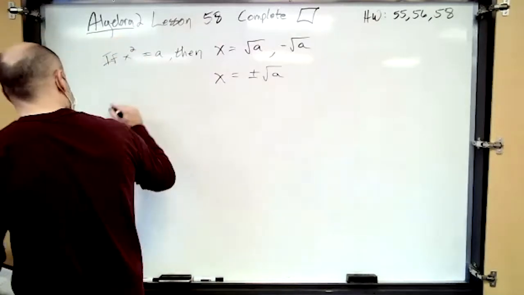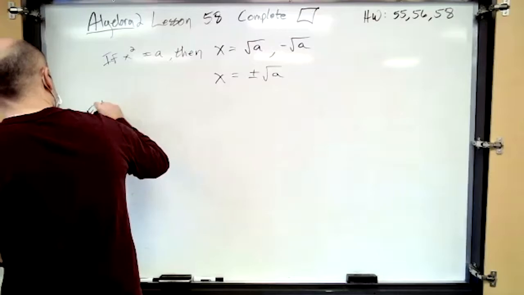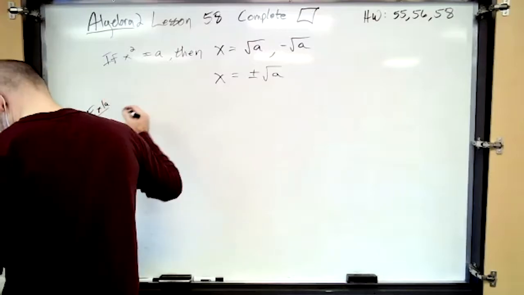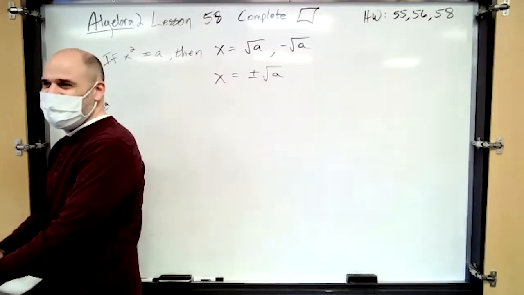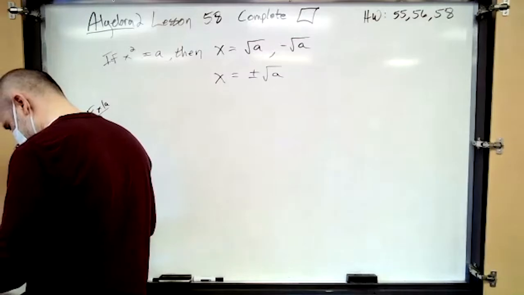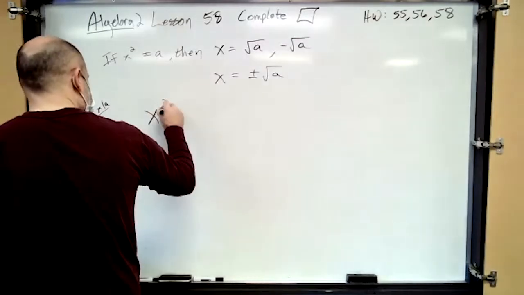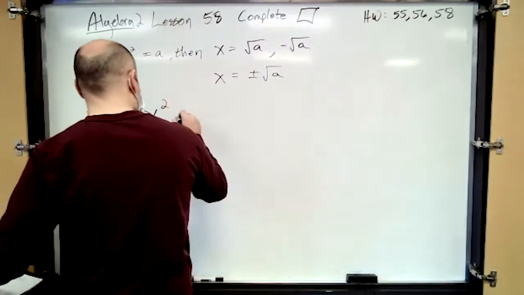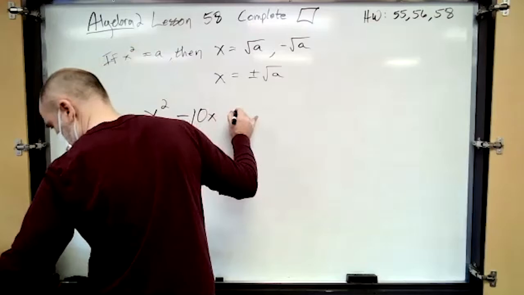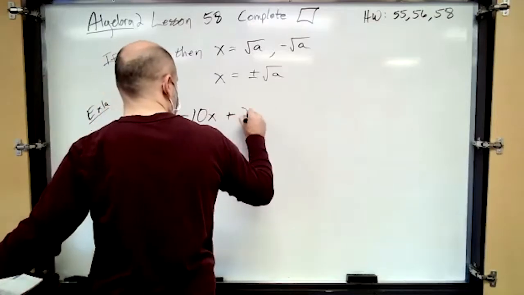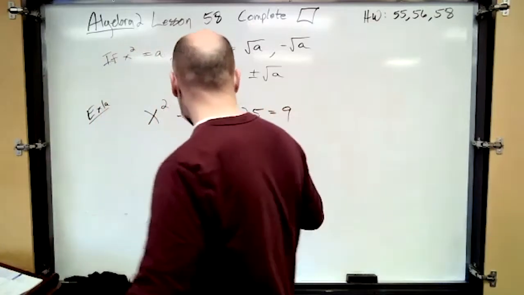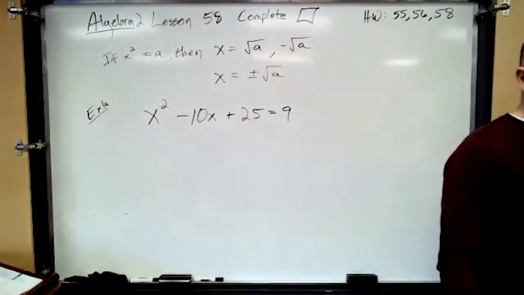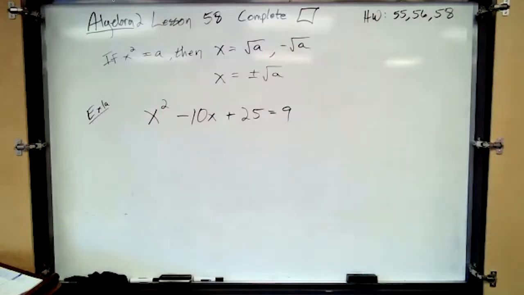Okay, here's example 1. A. So that means there's a B. Yay. So we're going to solve by completing the square. Now, usually in the past, what we've done is, well, let's try to solve by factoring. How do you solve by factoring? Oh, look. It's common factors.